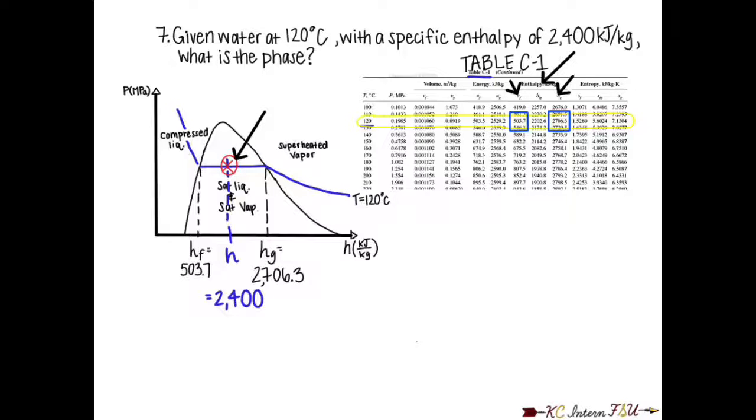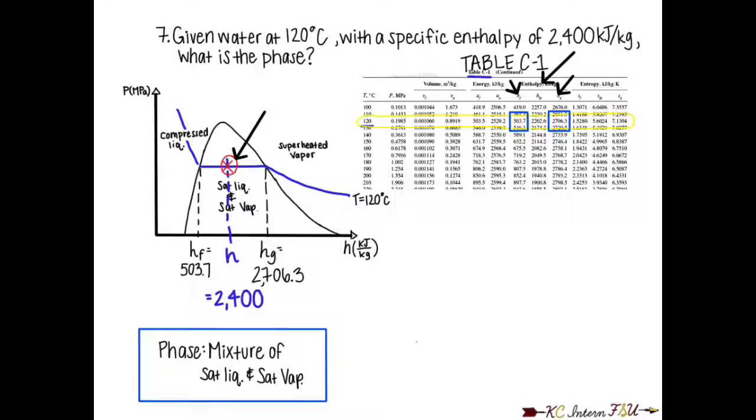can then locate where our H value intersects our temperature slice. It intersects under the dome, meaning our phase is a mixture of saturated liquid and saturated vapor.